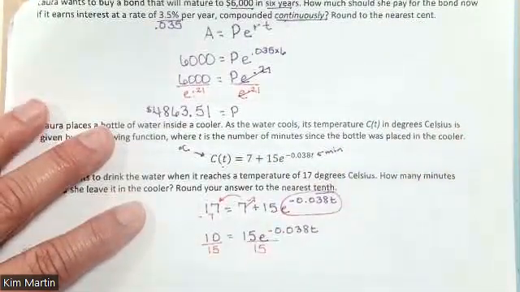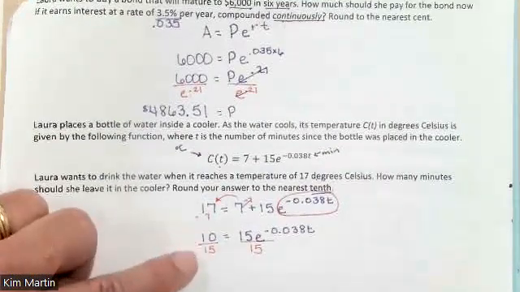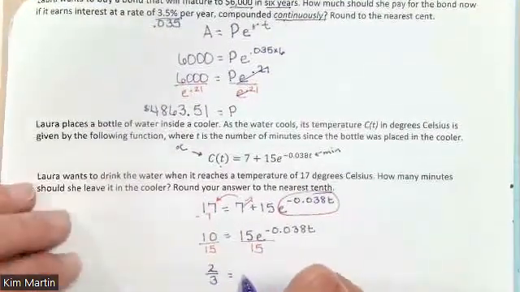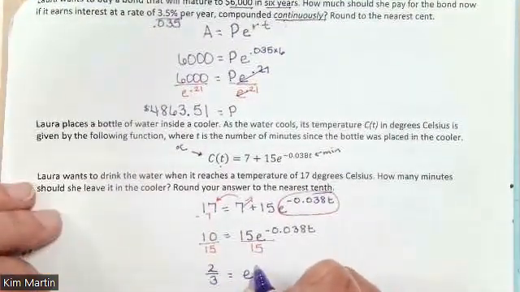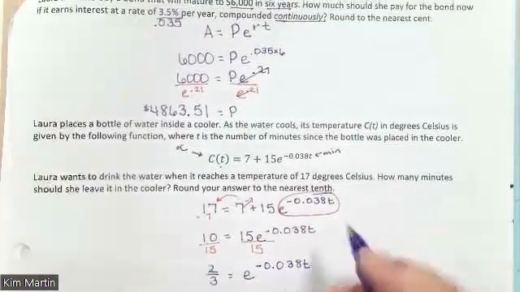And if you guys want to, you can leave it. We're going to end up using our calculator anyway. So if you want to leave it as 10 over 15, that's perfectly fine. I'm just going to reduce it to 2/3 just because it's not as much writing. Equals e to the negative 0.038 t.